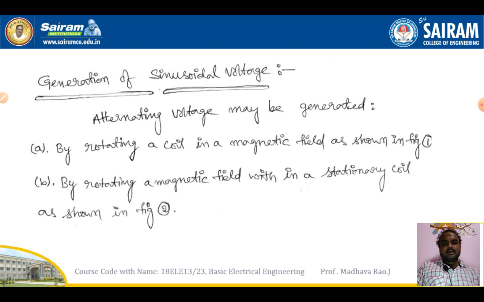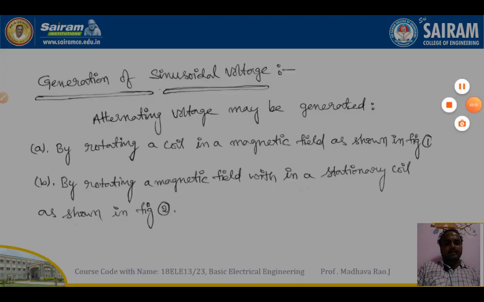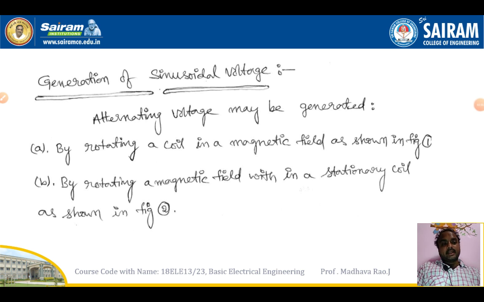Next, generation of sinusoidal voltage. So how are we generating the sinusoidal voltage? Alternating voltage may be generated in two ways. One is by rotating a coil in a magnetic field, and the other is by rotating the magnetic field with a stationary coil. You can see these in the two figures. These are the generation of sinusoidal voltage.